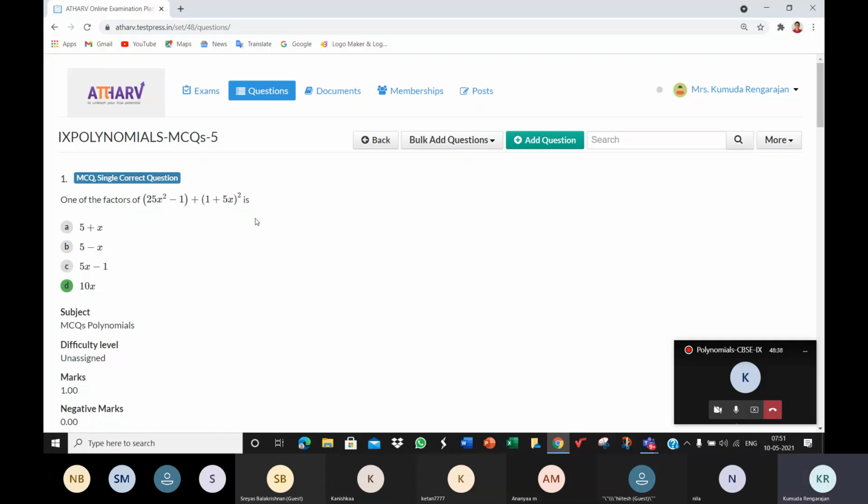Yes, Ara? Ma'am, yes, tell me. Ma'am, I got 25x square minus 1 plus 1 plus 10x plus 25x square. So 25x square as it is, minus 1 as it is. We just have to open the bracket there. Plus the second one is like (a plus b) the whole square, so it is a square plus 2ab plus b square.